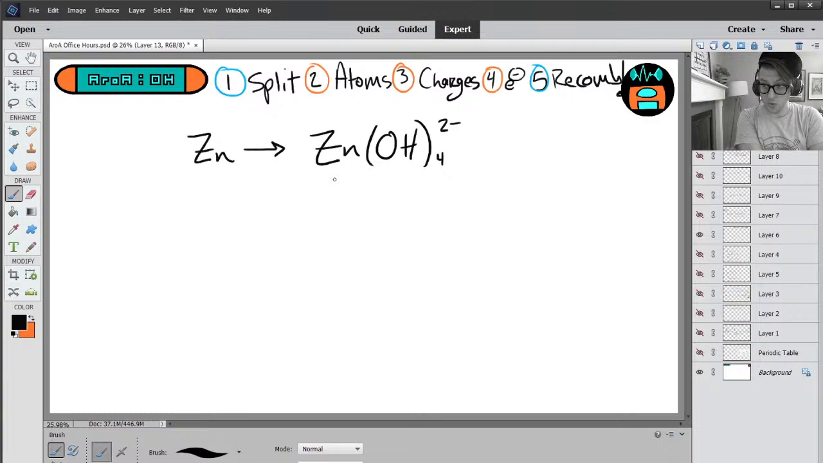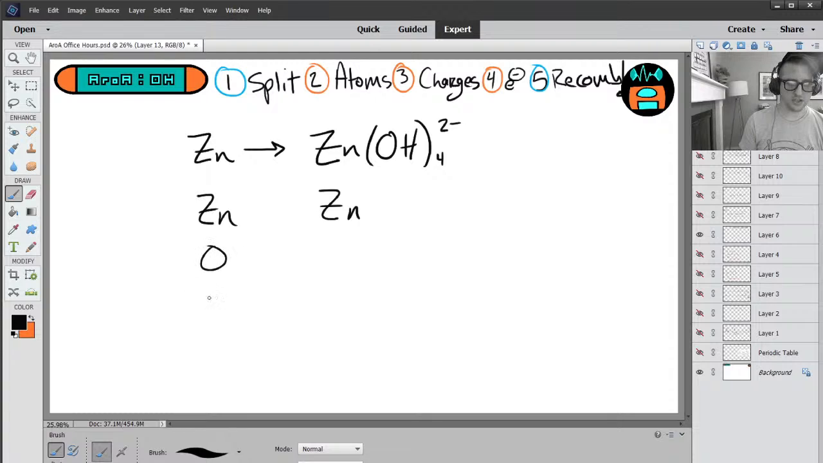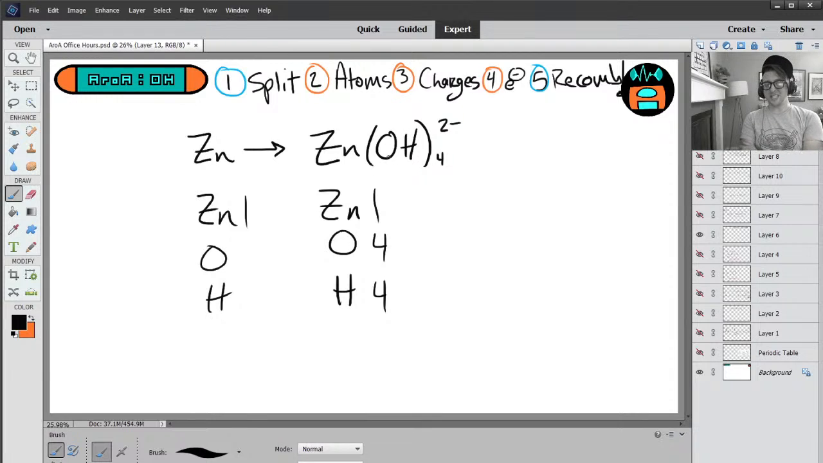The typical problem won't go this way, but it's something to be aware of if you notice the presence of hydroxides. So we have zinc, oxygen, and hydrogen. 1 zinc, and then on the product side, 4 oxygens, 4 hydrogens. You'll notice that these are OHs, and there's 4 of them. You can go straight to balancing your atoms if you just add 4 OHs right here. And that's it for balancing atoms.